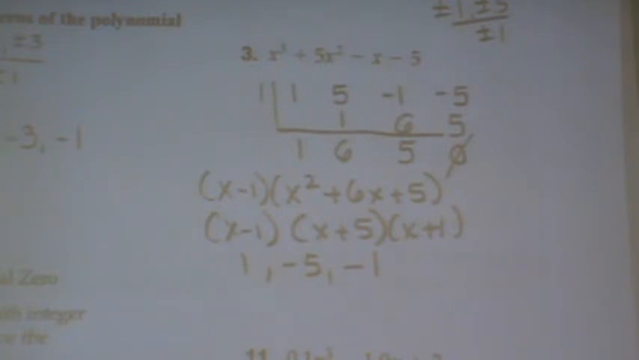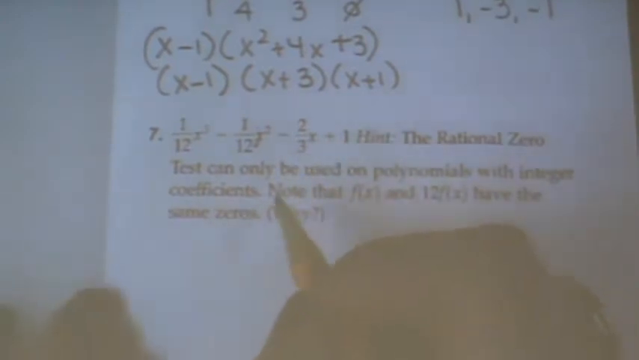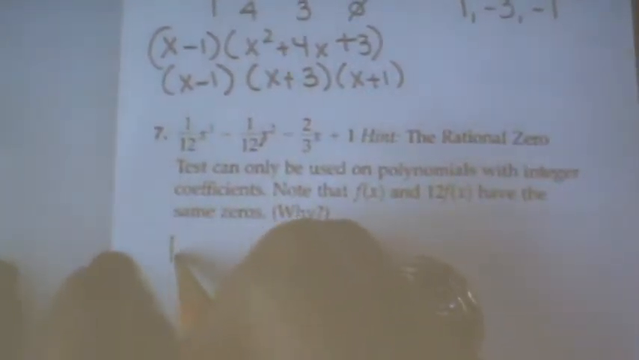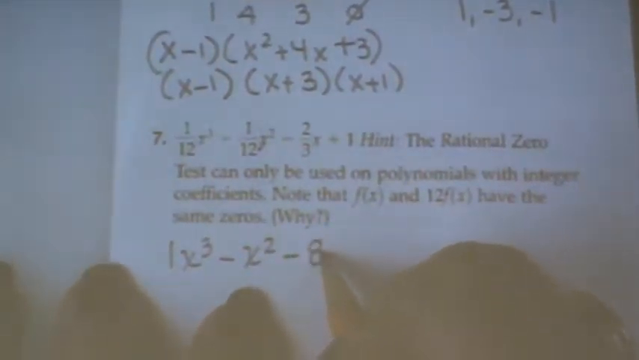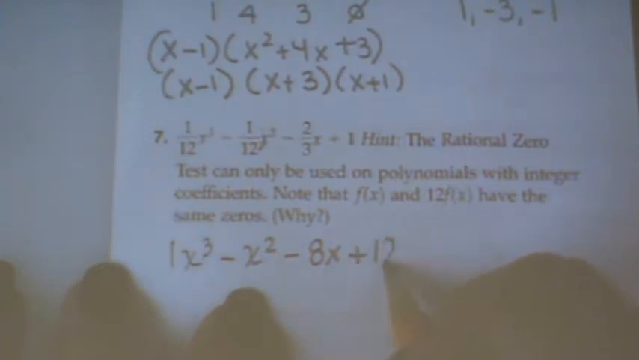Number 7. This one does not have integer coefficients. So what you want to do is multiply everything by 12. So if you multiply this by 12, this by 12, this by 12, this by 12, your new problem will read 1x cubed, that's a minus x squared minus 8x, and then plus 12.